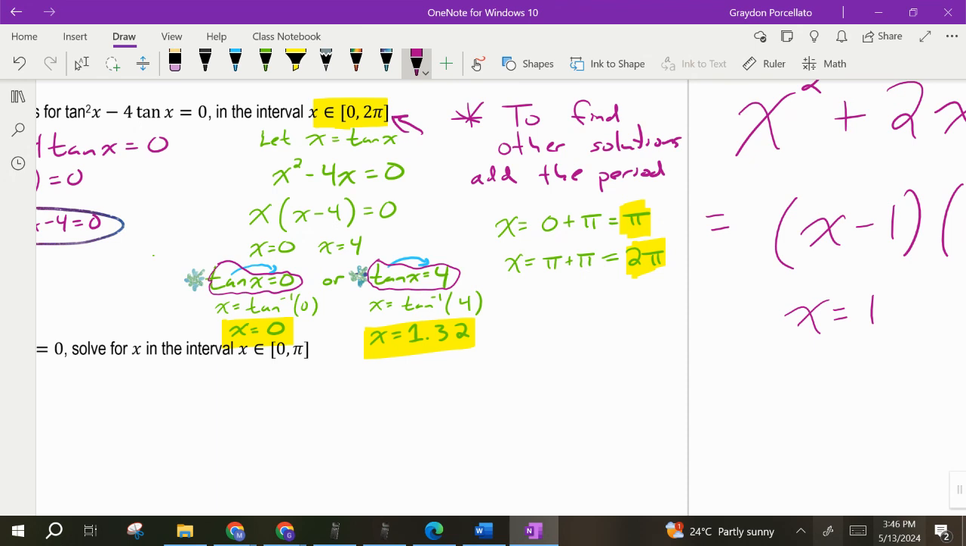But let's now find my solutions for my other case. Let's do x equals 1.32 plus pi. And that's about, if we do that in our calculators, 3.14. That's 4.44.